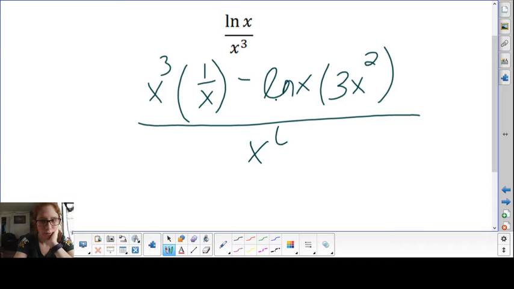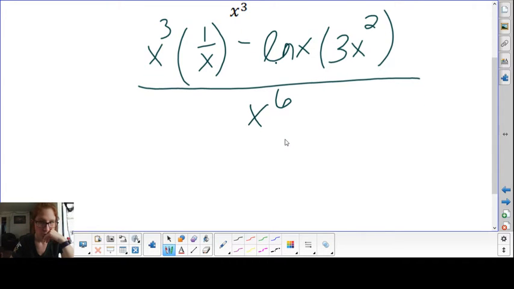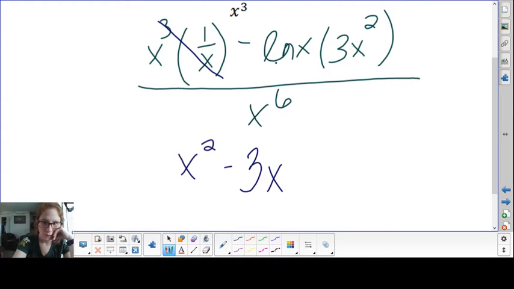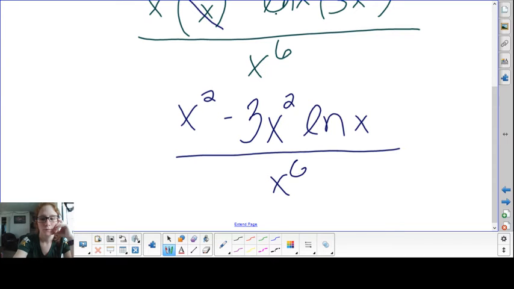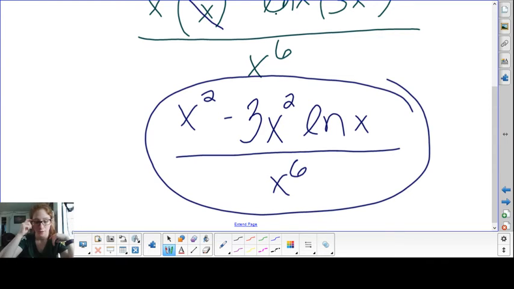And x cubed quantity squared means I multiply the 2 with the 3, which gives me the 6. Go ahead and reduce some stuff. I have 3 on top, 1 on bottom. This will give me an x squared. Minus, I personally like to write the parentheses outside so I don't accidentally get them confused with the natural log, just like with sine. And there's my answer.